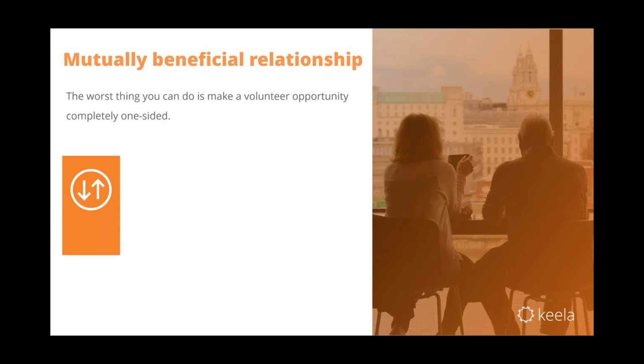So another great thing to do is to make sure that the relationship is mutually beneficial. The worst thing that you can do is to make a volunteer opportunity completely one-sided, right? That is just the makings of a breakup. That's what makes really bad relationships from the very beginning. So the first thing that you can do is to make sure that the opportunities benefit both parties.